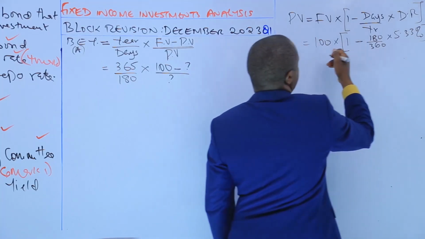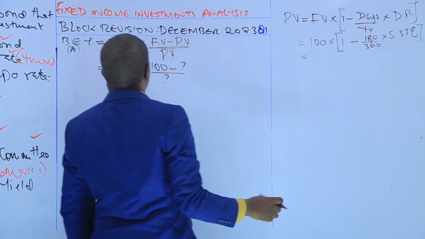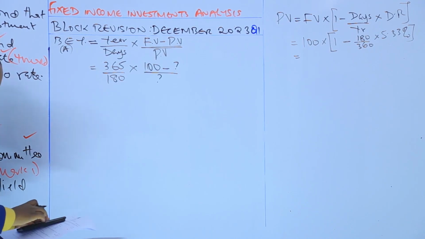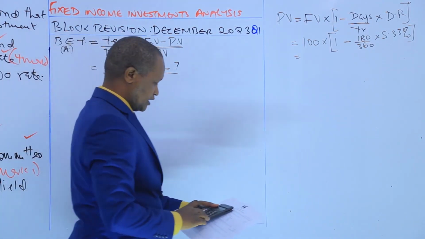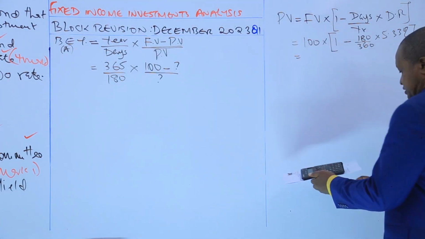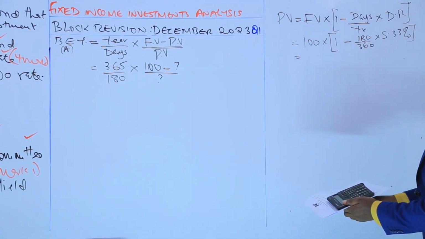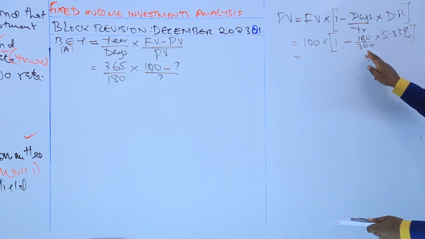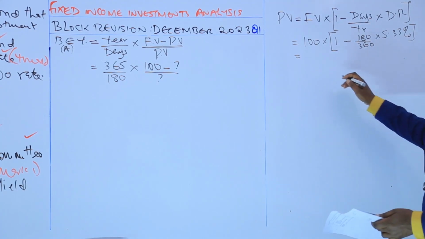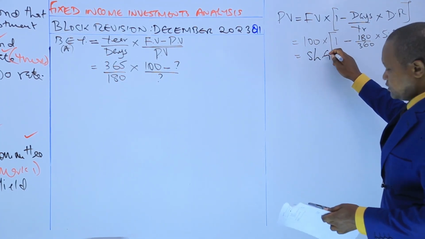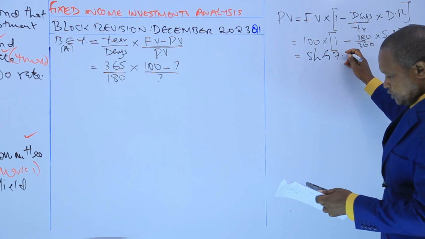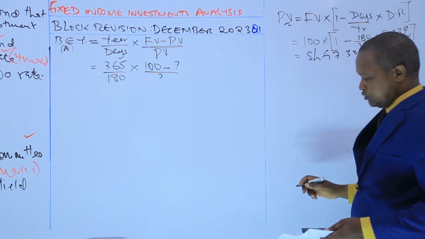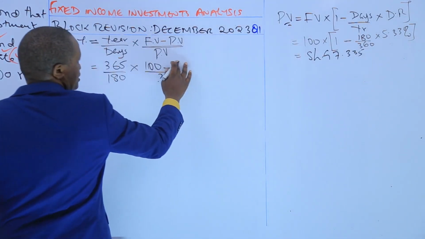5.33%. This is going to give us the future value for the first instrument. So I'm going to take my calculator and determine this future value. This is going to be, so I'm getting 97.335. That is the present value, which we come and insert here.